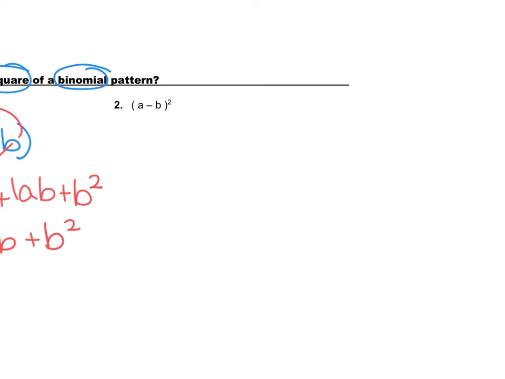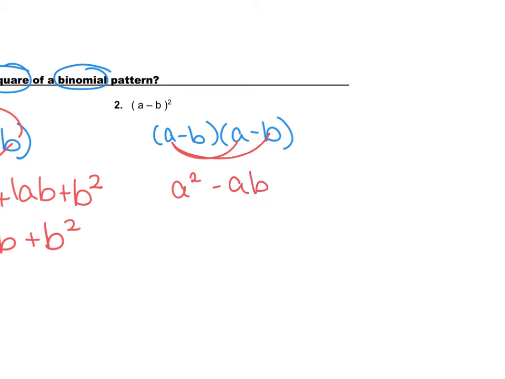I have (a - b) squared. So I'm going to take a minus b, and remember, that means that you have 2 of them. I'm going to use the FOIL method again. I'm going to find the first terms, which is a squared. Then my outside terms: a times negative b gives you a negative ab. Then the inside terms give another negative ab. And then the last terms: a negative times a negative is a positive, so we'll have b squared.